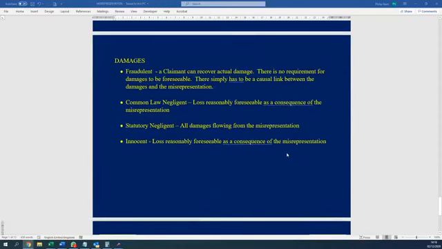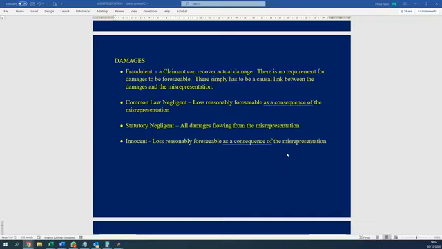Types of damage: fraudulent, the claimant can actually recover the actual damage caused. The damages don't have to be foreseeable, there just simply has to be a causal link between the damages and the misrepresentation. So essentially whatever costs have been incurred, whatever damage has been incurred, it is recoverable if you can show a link.